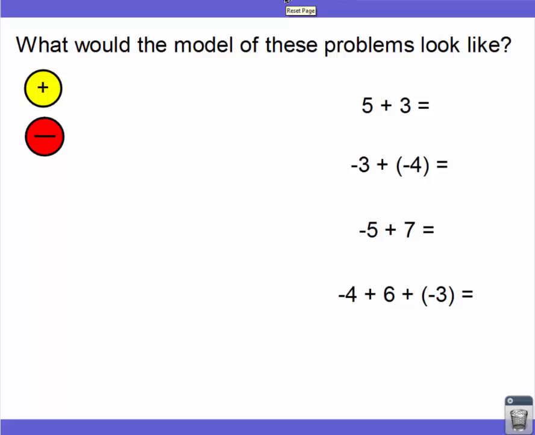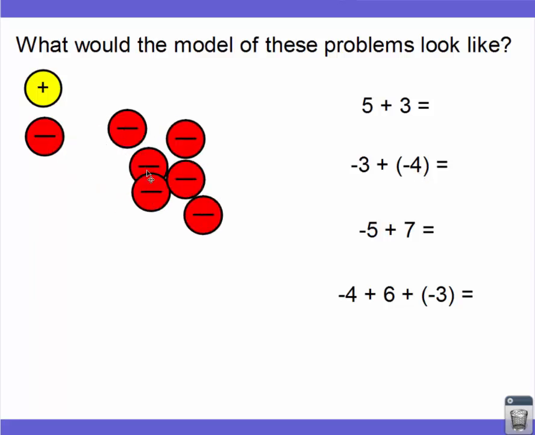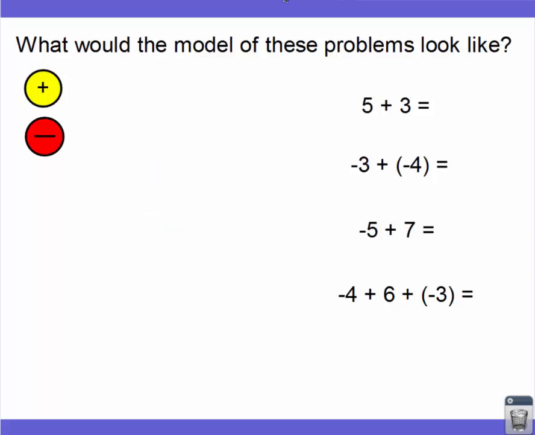Well, if we have negatives, it works the same way. So we've got 3 negatives, and then I'm going to add to that 4 more negatives. So when I put all that together, what do I end up with? 7 negatives. So the answer to the first one was +8, and the answer to the second one was -7. So we see when our signs are alike, positive and positive, we get a positive answer. If we have a negative and a negative, we get a negative answer.